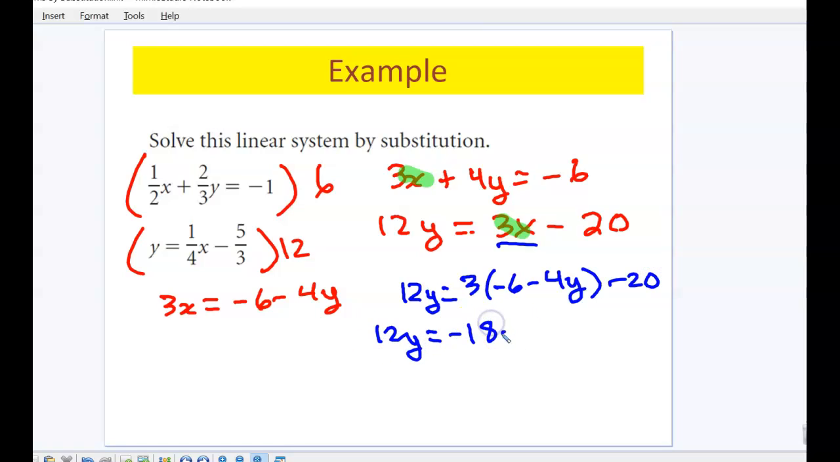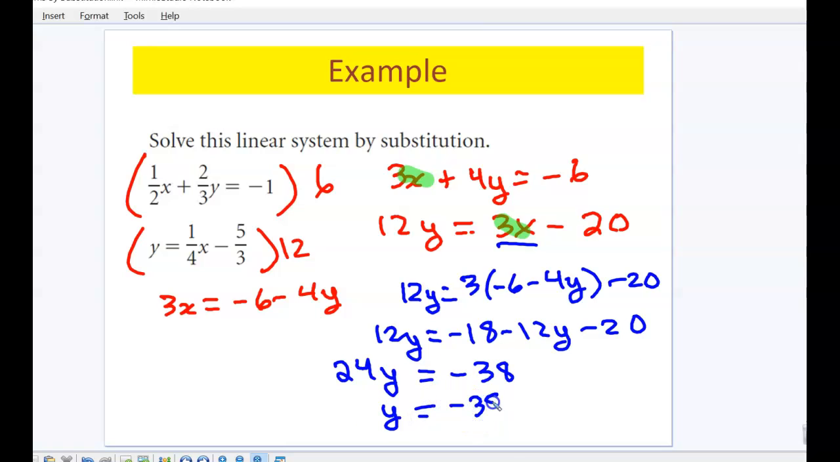So this is -18 minus 12y minus 20. So if I add 12y to the other side, I get 24y is going to equal -18 and -20 is -38. And if I divide, I'm going to get -38 over 24, which is going to be -19 over 12.